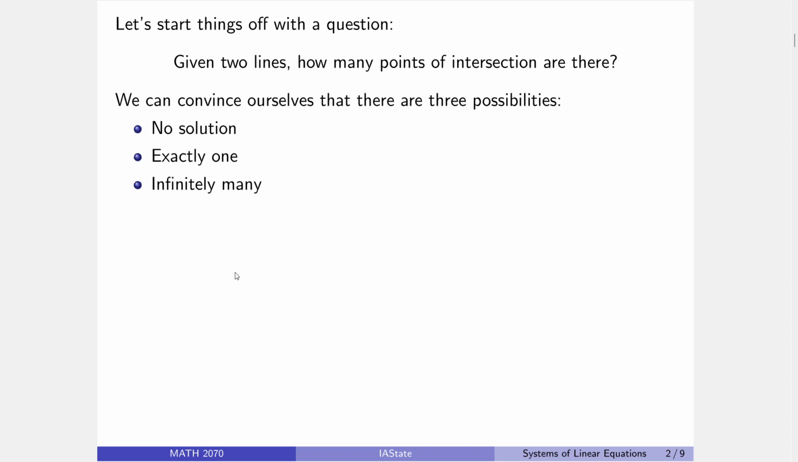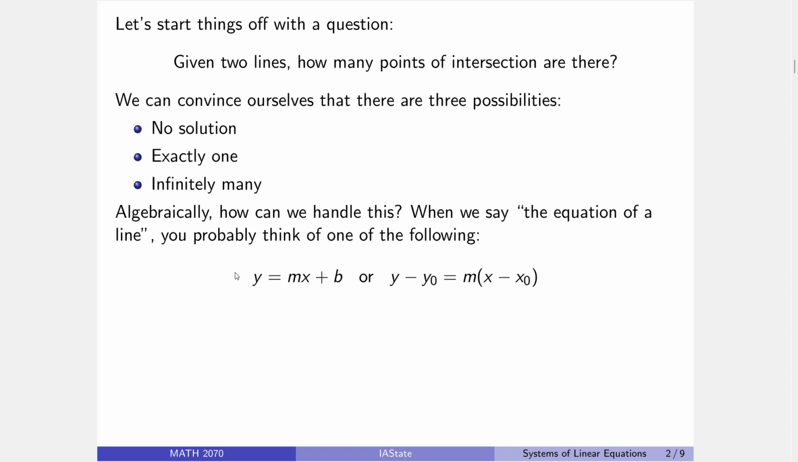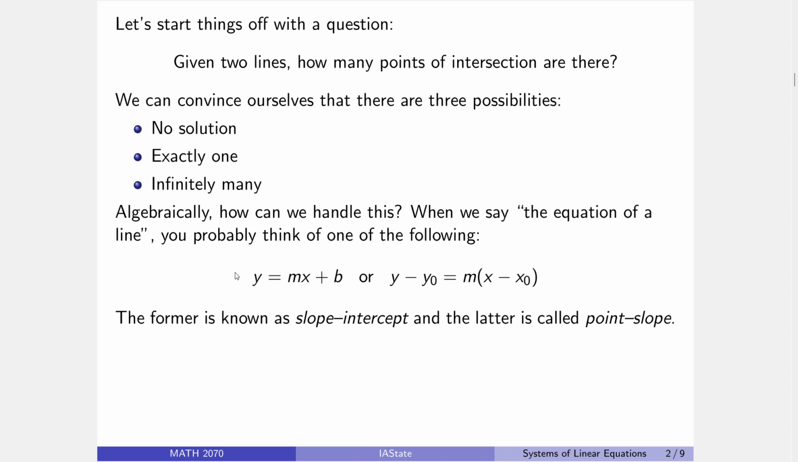All right. Now, visually, geometrically, you can convince yourself this is what happens. But how do we do this algebraically? All right, well, then we need an equation for a line, and when I say equation of a line, there's one of two things you might conjure up from your calculus days: y equals mx plus b, or y minus y naught is m times x minus x naught. And respectively, these are the slope-intercept and the point-slope forms of a line.